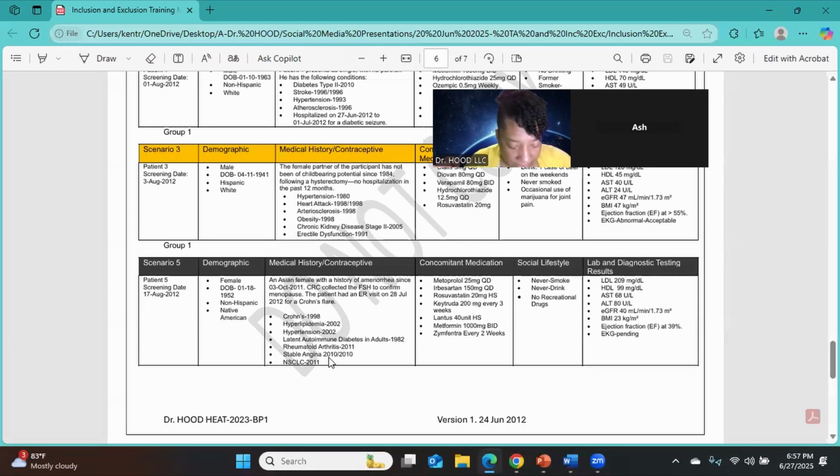First, we're going to go up. It says the Asian female hasn't had a period since October of 2011. The CRA collects the FSH to confirm menopause. Based on the inclusion exclusion criteria, a woman has to have had no period for 12 months. So if she was screened in August and this is October, that's only 10 months. So that's why that's not a good one. It doesn't matter what her FSH lab is going to come back and say. She has to have not had a cycle for 12 months.